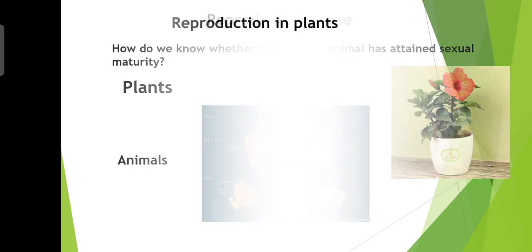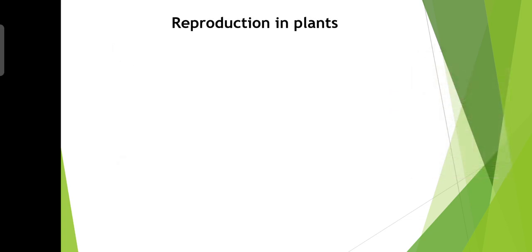Now we will study in detail the reproductive phase in plants. The onset of the flowering process is a primary indication of sexual maturity in plants. The flowering process is not the same in all plants. It always varies among plants.